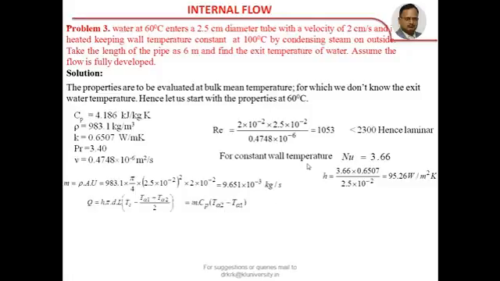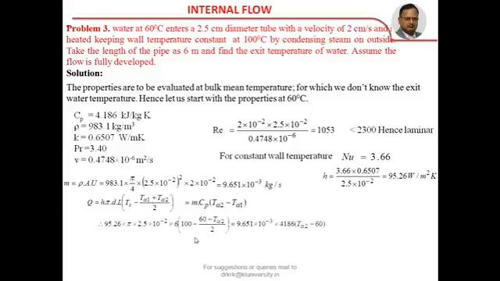So it is laminar. For constant wall temperature, Nusselt number is 3.66. So calculate the h value: 95.26 watts per meter square Kelvin. Now m is equal to rho A into velocity. Rho we know, area we know, pi by 4 d square. Velocity is given as 2 centimeters per second. You will get the mass flow rate.